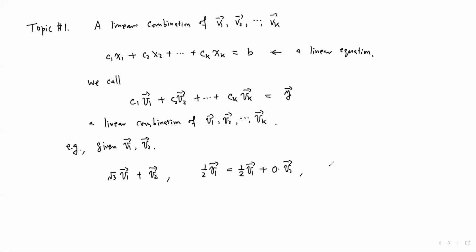One more example, say the zero vector. Zero vector means all the entries are zeros. The zero vector is a linear combination of v1 and v2. How? I can write the zero vector as the number 0 times vector v1 plus the number 0 times vector v2. So the zero vector is a linear combination of v1 and v2. This is one example. Second example.